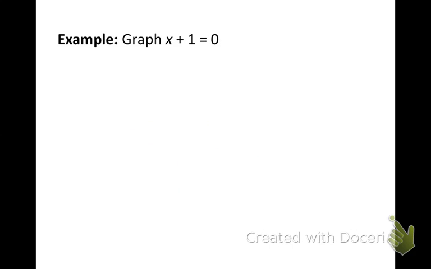Can we graph a vertical? What would you do here? Move the 1 over, so we get x is equal to -1, which means it's a vertical line crossing my x-axis at -1. Okay? Can you graph?